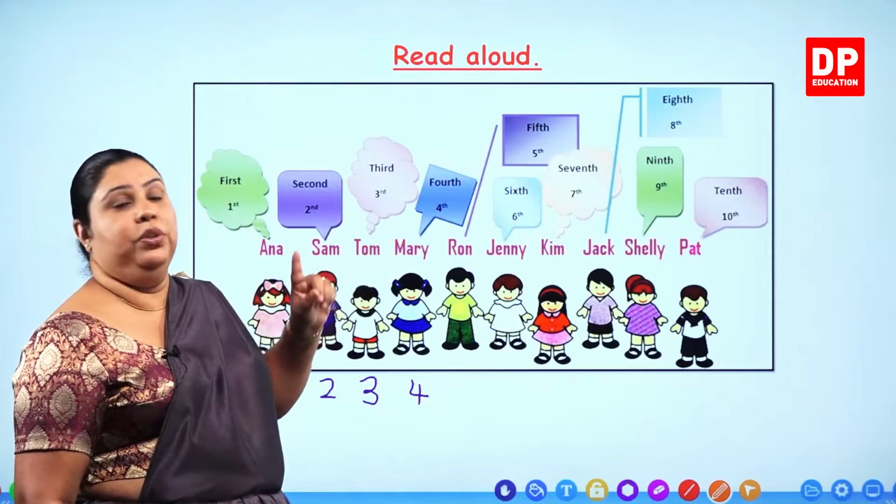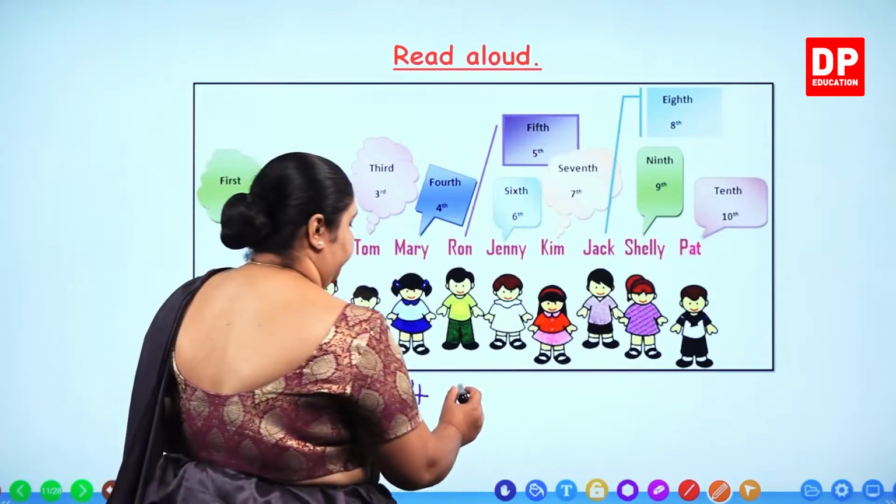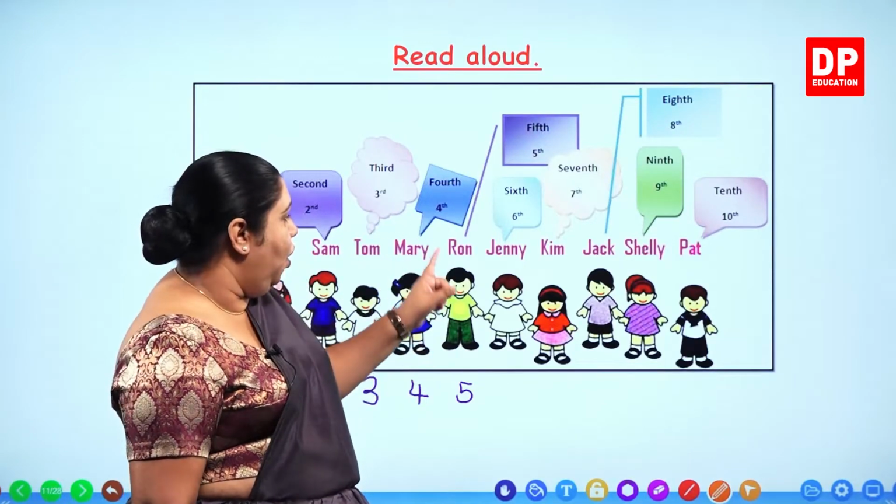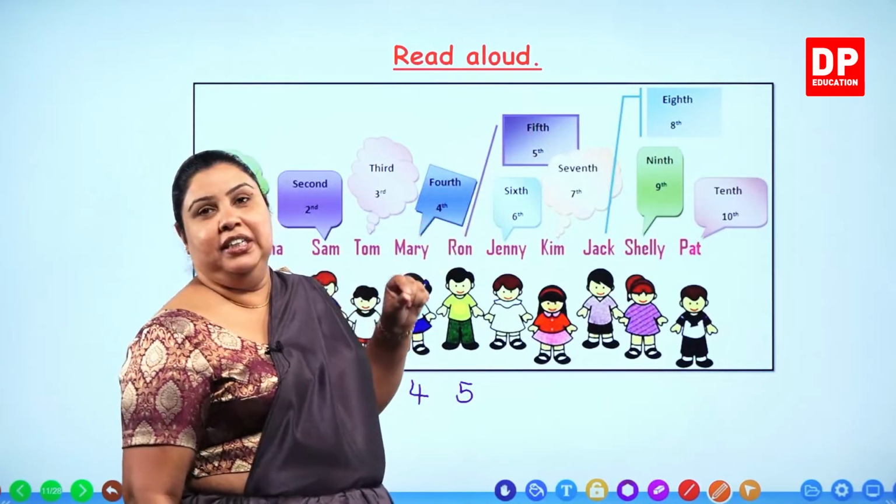Mary is fourth. Next we have Ron. Ron is the fifth.